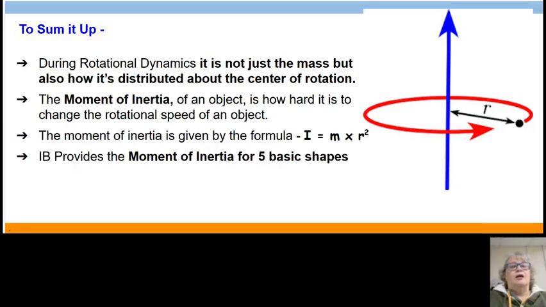So what have we learned? We learned that during rotational dynamics, it's not just about the mass. It's also about how that mass is distributed about the center of rotation. The moment of inertia of an object is how hard it is to change the rotational speed of an object. The moment of inertia is given by I equals m times r squared. And remember that the net I is the sum of the I's. And then IB will provide you the moment of inertia for those 5 basic shapes.